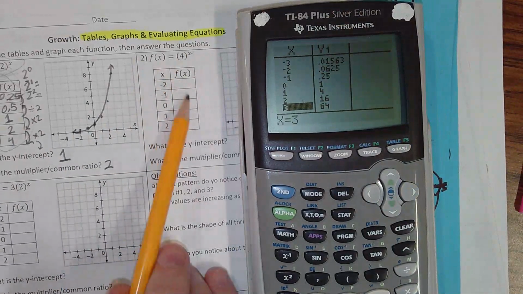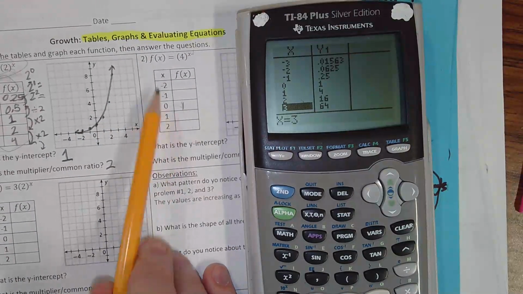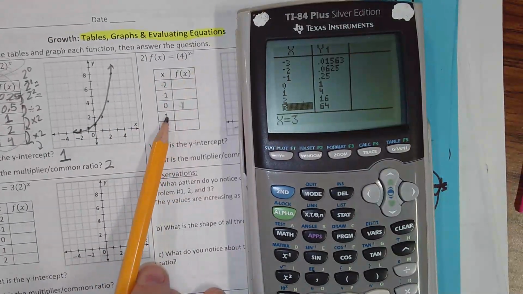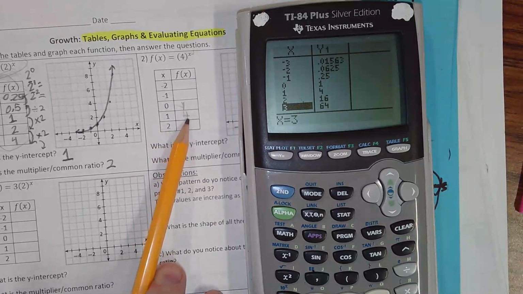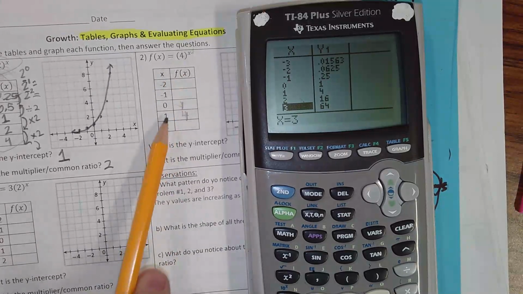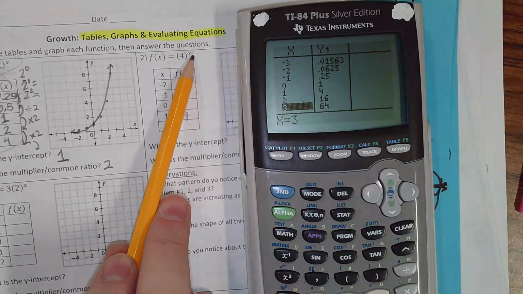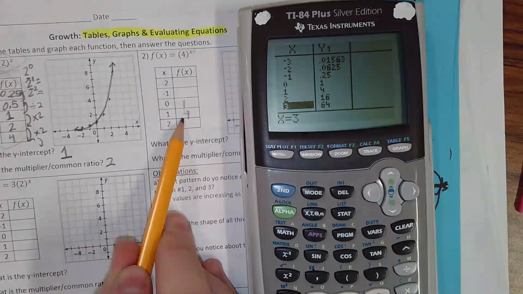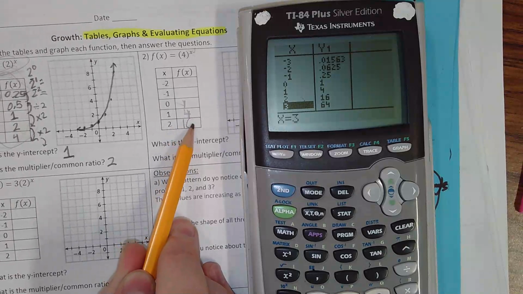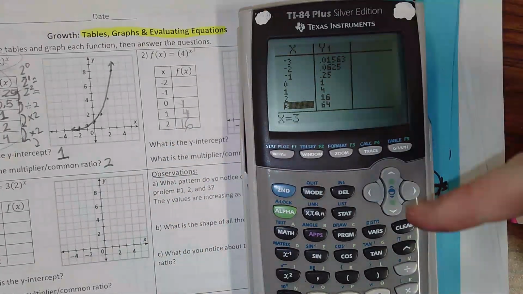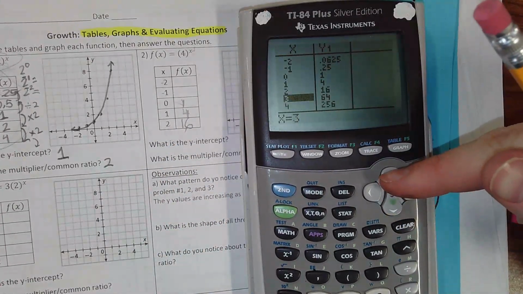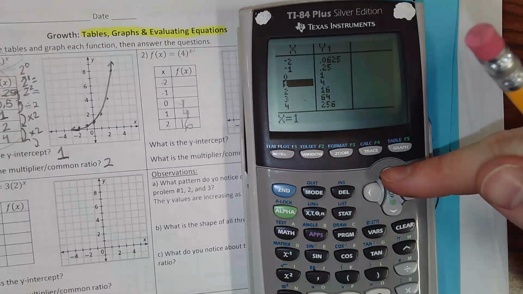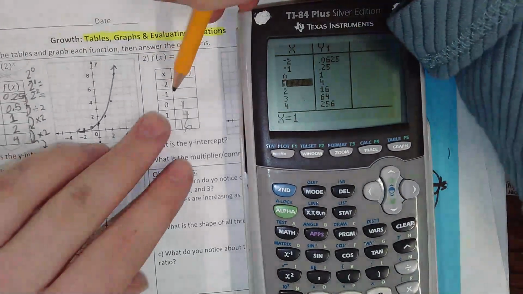4 to the power of 0 is 1. What is 4 to the power of 1? 4. What is 4 to the power of 2? 4 squared? 16. But this table gives us all the numbers we could need. So we're going to go ahead and input these numbers into our table as well.